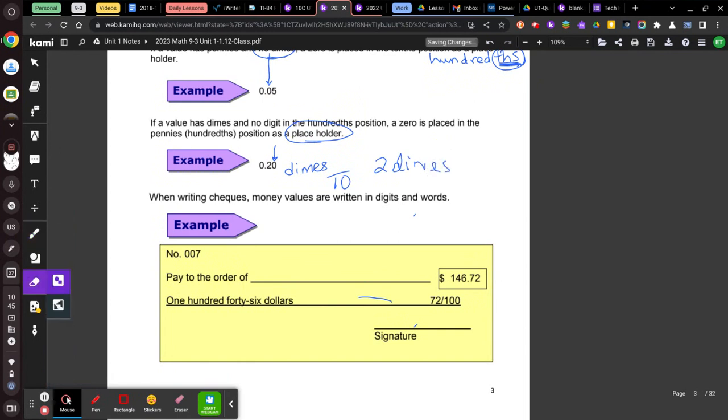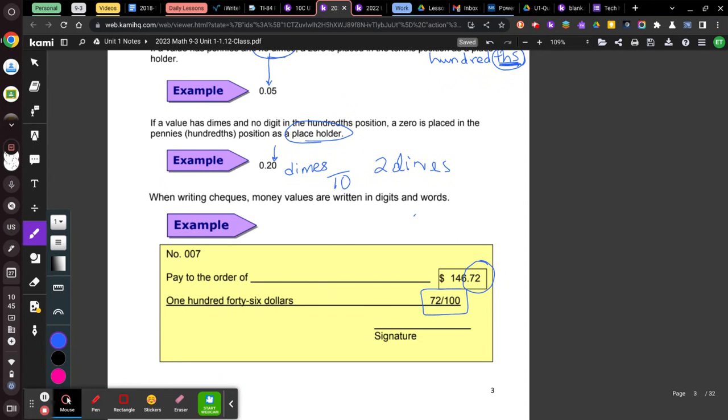All right, let's take a look at the check. It says pay to the order of, and then we need to sign the check. So it says you can be writing in digits or in words. Now look at what they do with the digits. What happens with the numbers after the decimal place? Here's what we notice. After the decimal place, they're going to write it as a fraction on the end.